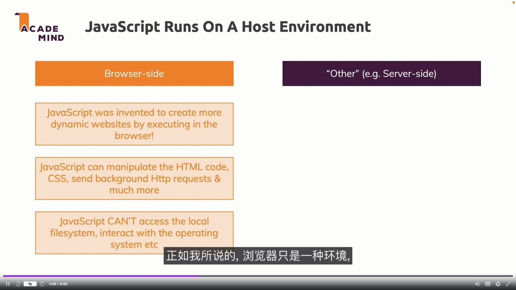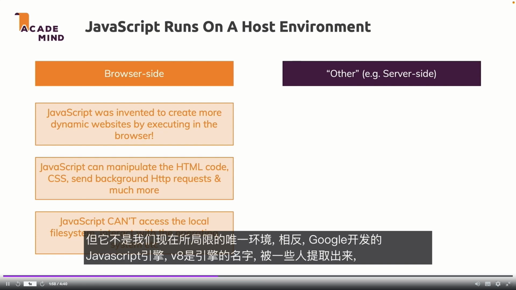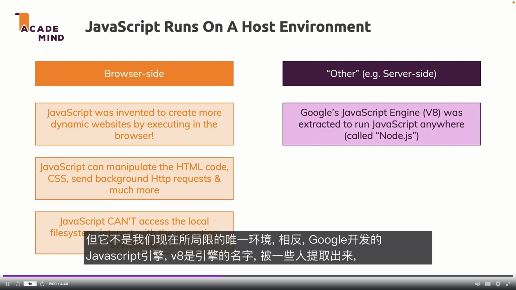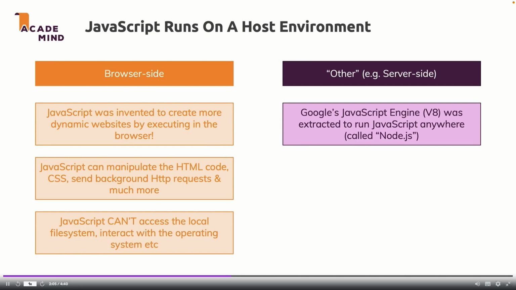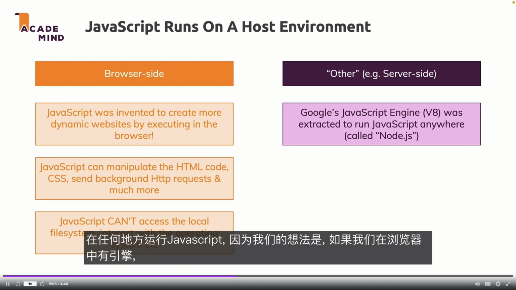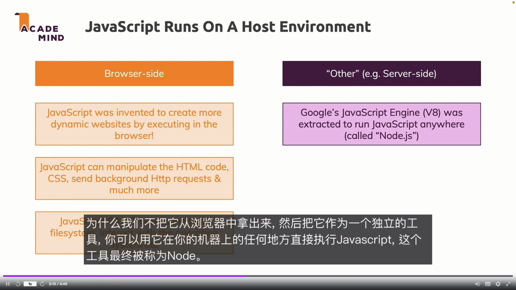Now, as I said, the browser is only one environment though, the one for which JavaScript was invented, but not the only one we're restricted to right now. Instead, the JavaScript engine Google developed, V8 is the name of the engine, was extracted by some people to run JavaScript anywhere. Because the idea was, well, if we have the engine in the browser, why don't we take it out of the browser and then make it available as a standalone tool which you can use to execute JavaScript anywhere else, directly on your machine. And this tool is in the end called Node.js.